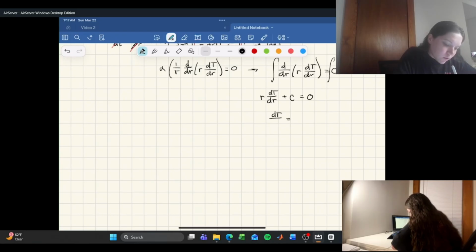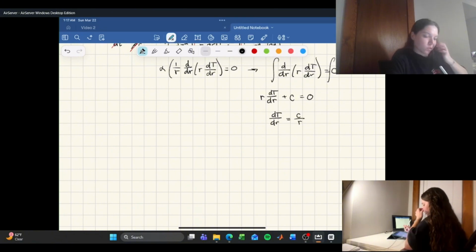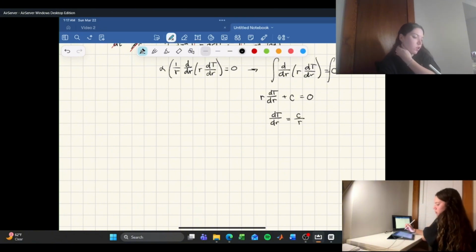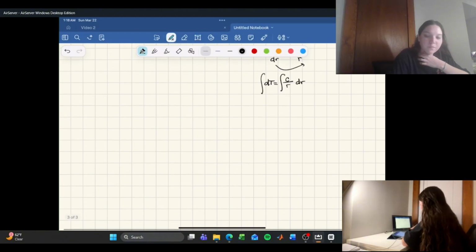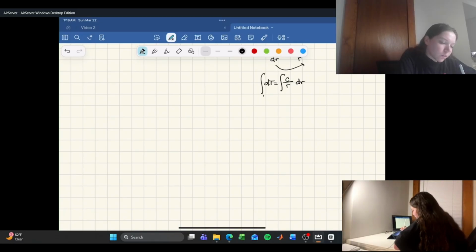And then we want to get this on the same side. So we have dT over dr is equal to C over r. And we multiply this over: dT, the change in temperature, is equal to some constant over the radius times dr. And then we integrate both sides of this as well. And this is going to be evaluated from T1 to T2 and R1 to R2.